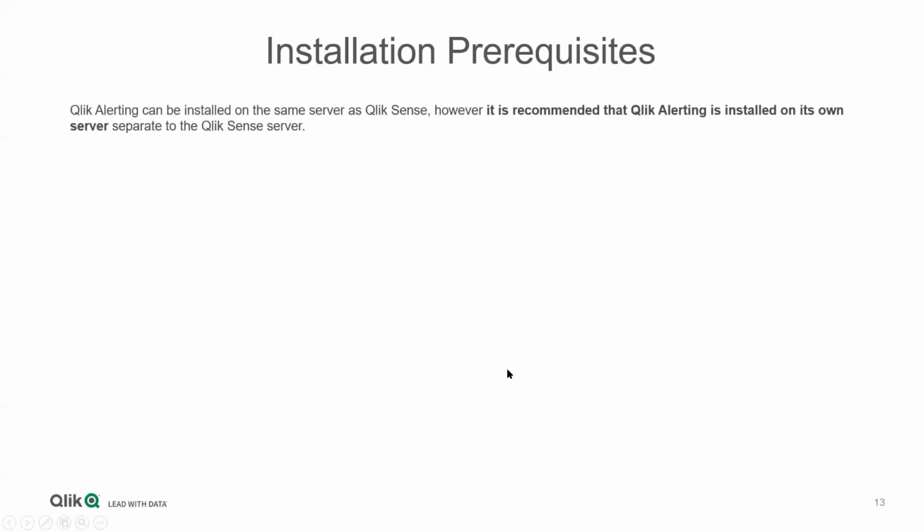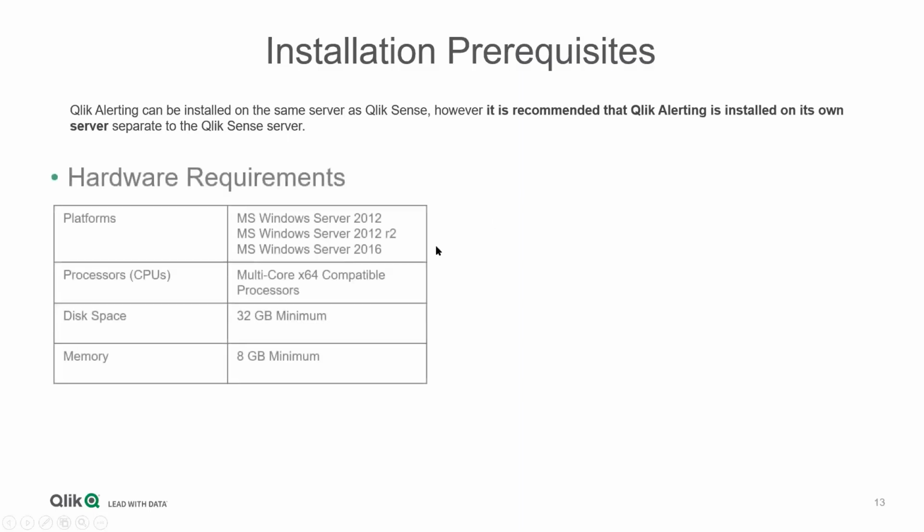Installation prerequisites. So we recommend that Qlik Alerting, while it can be installed on the same Qlik Sense server as you've seen there, we don't recommend it because it's going to consume resources, and that might interfere with the production experience of the users on Qlik Sense. So we recommend putting it on a separate server. As you've seen with my VM, we've got the two together on there.